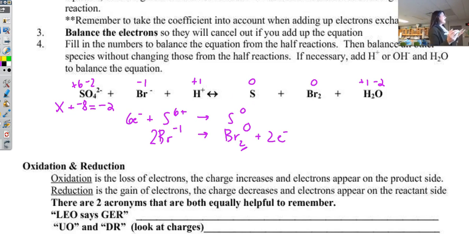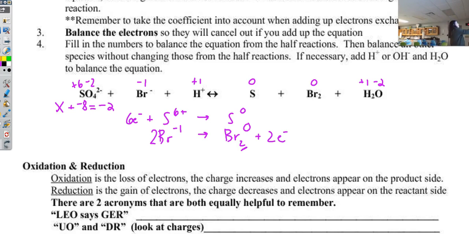All right, so now that I'm done with that, I need to make sure my electrons are balanced. In other words, the electrons that are gained have to equal the electrons that are lost, and right now they're not. I'm gaining 6, and I'm losing 2, okay? So what do I need? I need an LCM. Between a 6 and a 2, the least common multiple would be 6.